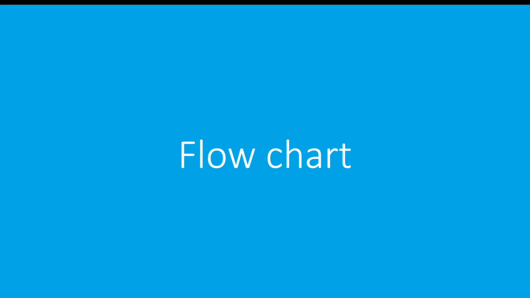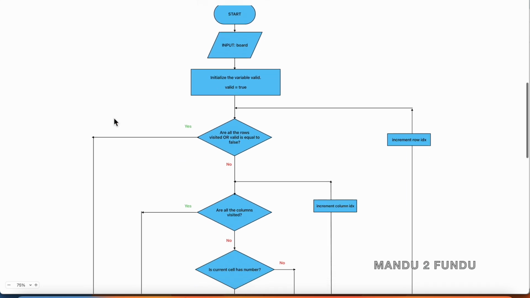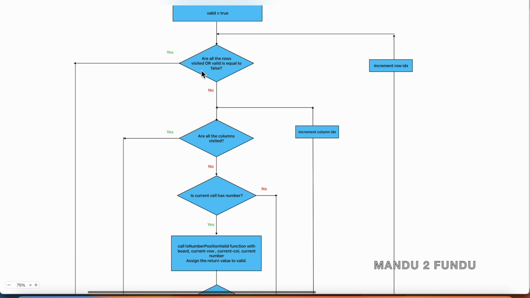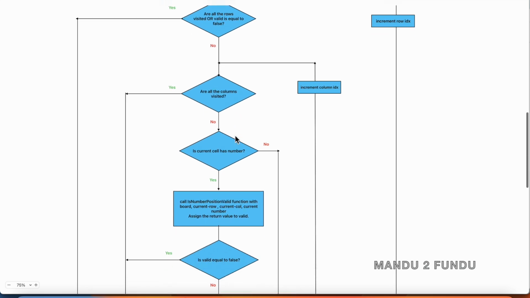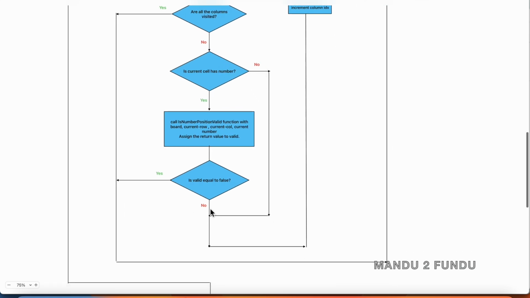Let's look at the flow chart. The input for the valid Sudoku procedure is the board, which is 9 by 9 in size. First we initialize the variable valid to true. And then we traverse all the cells. The outer loop traverses all the rows, and the inner loop traverses all the columns in a given row. Inside that nested loop we check whether the current cell has a number. If it is not a number, then we don't have to validate, we just skip.